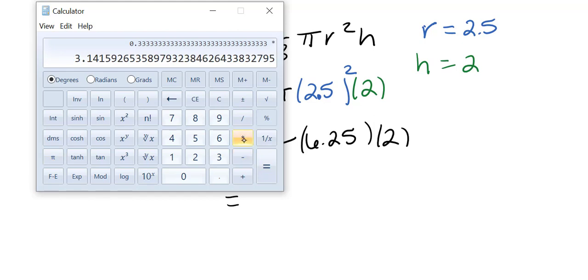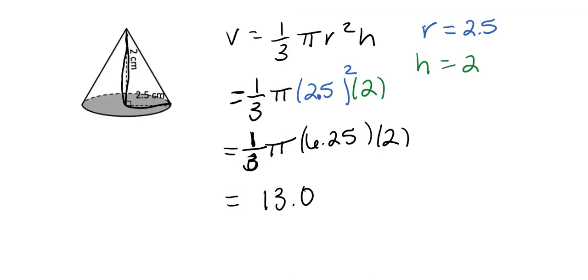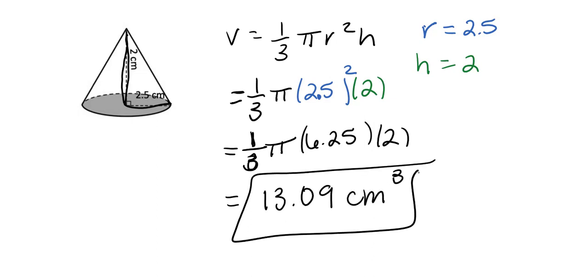Either will be accepted in WAMAP. Times 6.25 times 2, and we get 13.09 when we round to the nearest hundredth. And this is going to be in centimeters, and we're going to cube it. So that would be our solution. Now let's look at the next example.